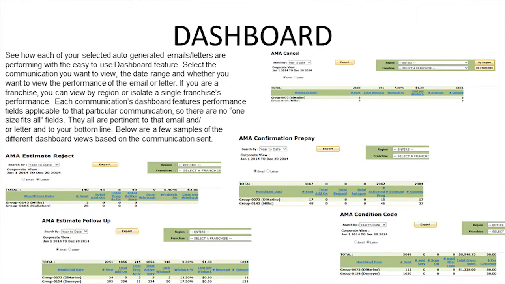So we also have the dashboard. The dashboard is a great tool so you can see how your communication through AMA is doing with your estimates, your estimate rejected, your confirmation, your after service email, how many services have been sold from the after service email, how many people opened them, and how many cancels came back from getting the communication. Great tool to follow up and see exactly how your automated marketing assistant products are doing.